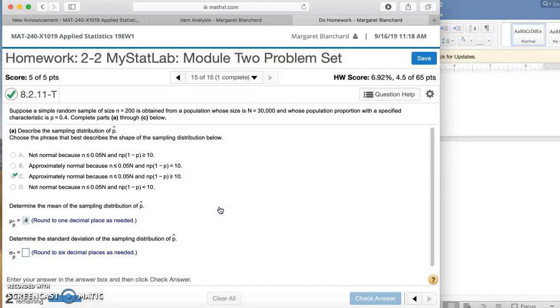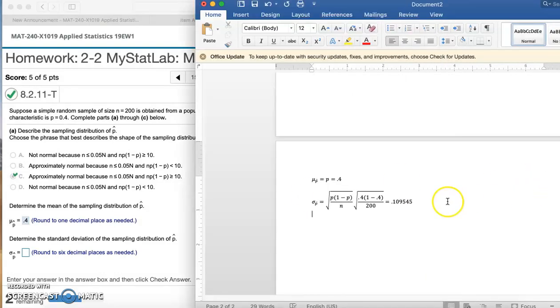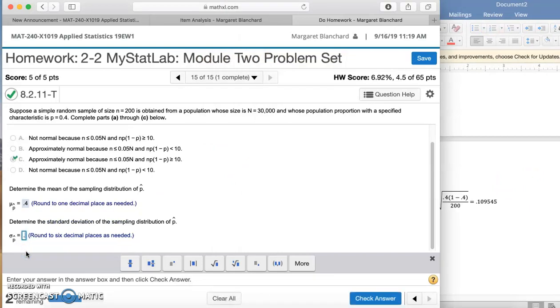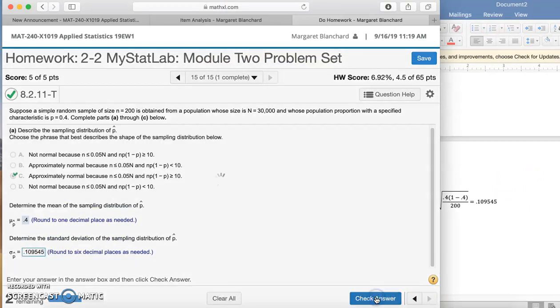Fantastic. Then determine the standard deviation. That one's a little more complicated, but here we've got the square root, and then we're going to have 0.4 times 1 minus 0.4. That's our p times 1 minus p over n, and then we take the square root of all of that. And that equals 1.09545, and it tells us to round to 6 decimal places. Let's move that over so we can see them at the same time. We have 0.109545. Let's check our answer.